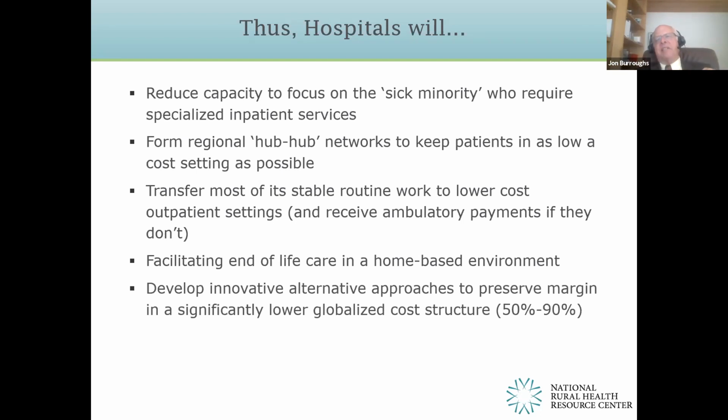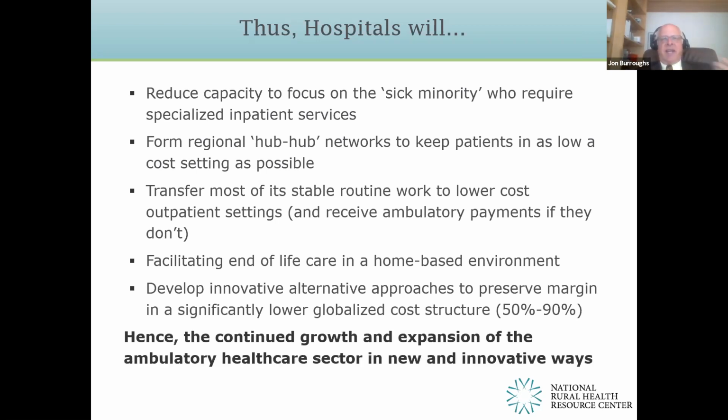Now, what's happening today, given where the payment's going, is you have to decrease your cost structure by between 50 and 90%. And that means you can't just do Lean and Six Sigma, just trim around the edges. You have to change the business model, just like Kodak should have gone from film to digital, and they could have stayed in business. They kept the old model, but couldn't make it with the new market. So you have to change the way you deliver the services in order to make a reasonable margin. Hence the continued growth and expansion of ambulatory care.